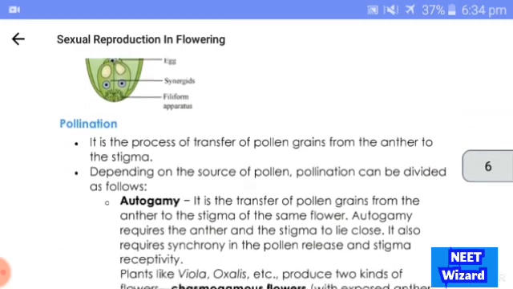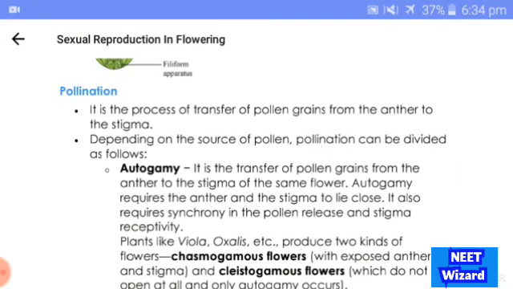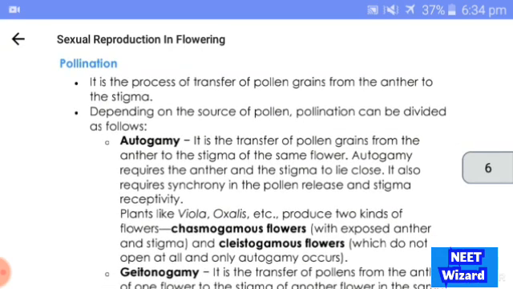Now, pollination. It is the process of transfer of pollen grains from the anther to the stigma. Depending on the source of pollen, pollination can be divided as follows. Autogamy. It is the transfer of pollen grains from the anther to the stigma of the same flower. Autogamy requires the anther and the stigma to lie close. It also requires synchrony in pollen release and stigma receptivity.